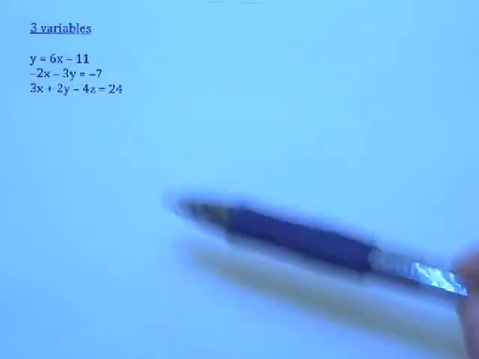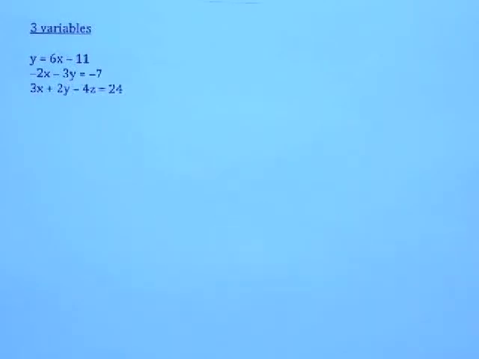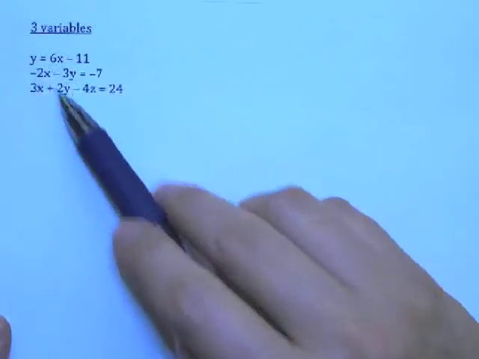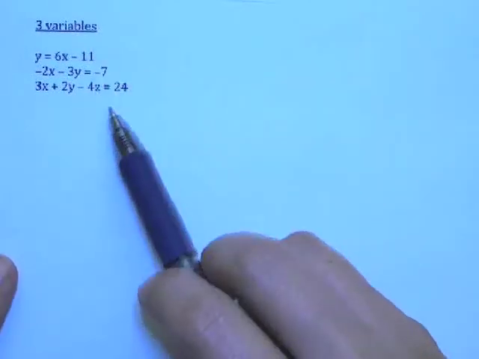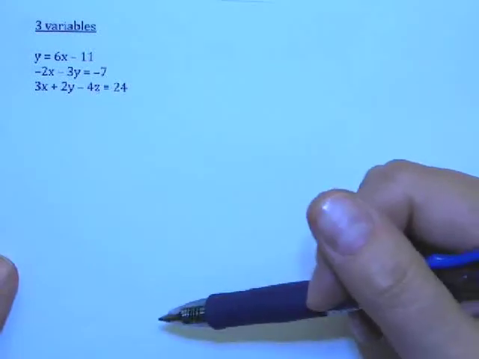In this example, we see that we have three variables, x, y, and z, and we have three equations. We remember that systems are two or more equations with two or more variables. If we're going to have three variables, we're going to need three equations to help us solve this system.